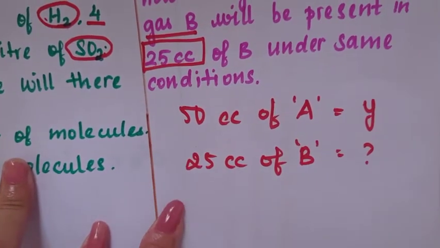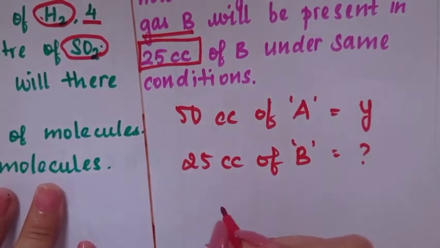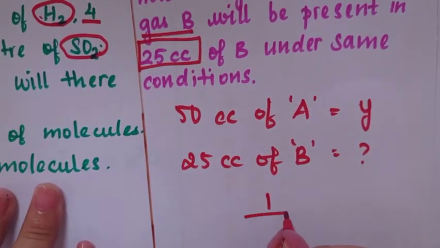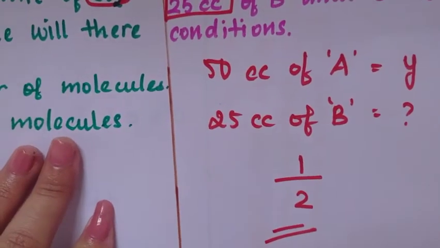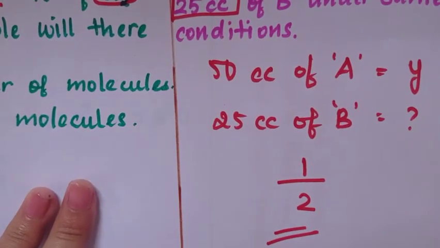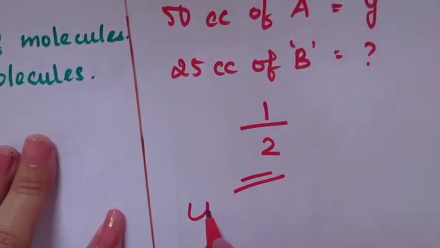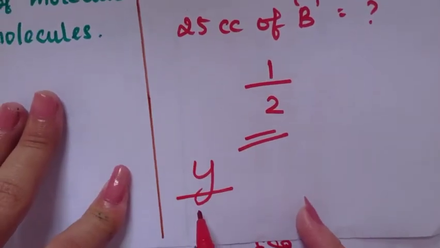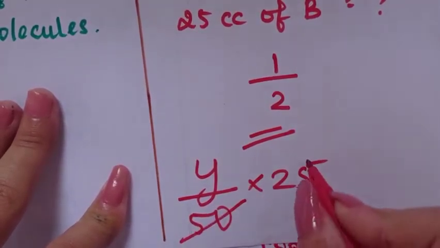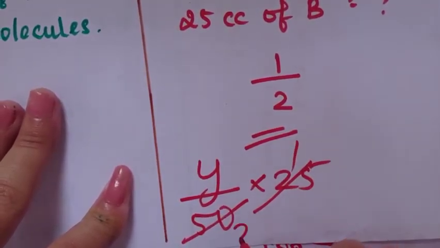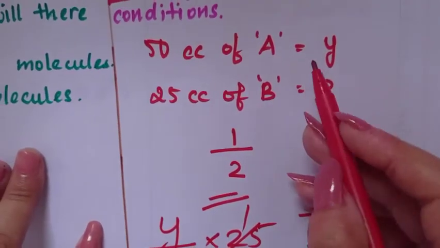So from this easily you can understand. Just 1 by 2, half. This much molecules will be present in B, that is Y by 50 into 25, like that also you can write. Anyway, you will be getting the same answer, Y by 2.